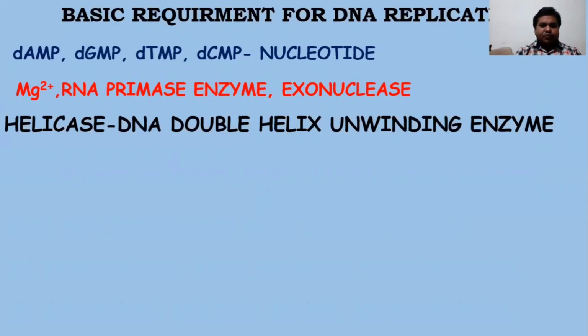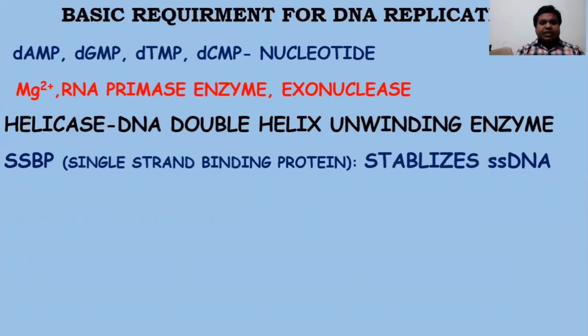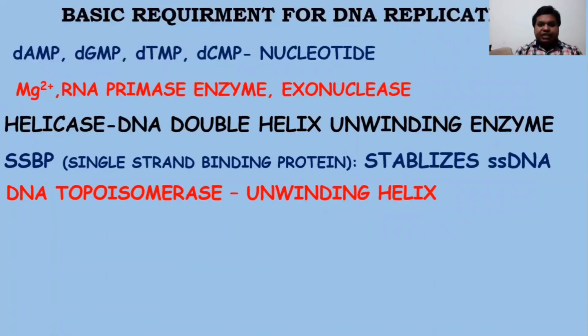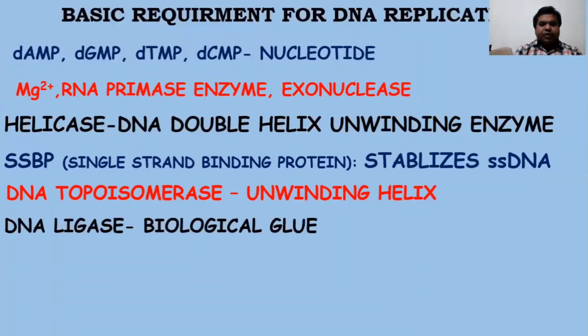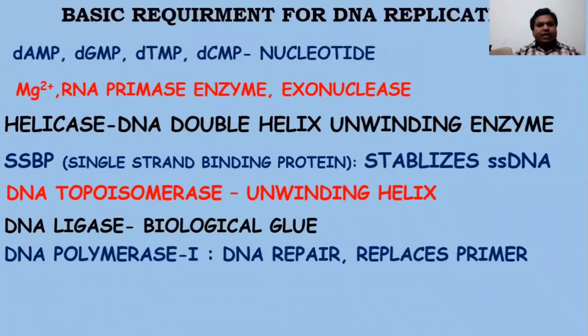Helicase enzyme, it helps in DNA double helix unwinding. Single strand binding protein, this stabilizes the single strand DNA. DNA topoisomerase, it prevents supercoiling of DNA during unwinding. DNA ligase, it's a biological glue. It helps in joining the segments of DNA. DNA polymerase I, it helps in DNA repair, and also it replaces the primer molecules. We will come across this.